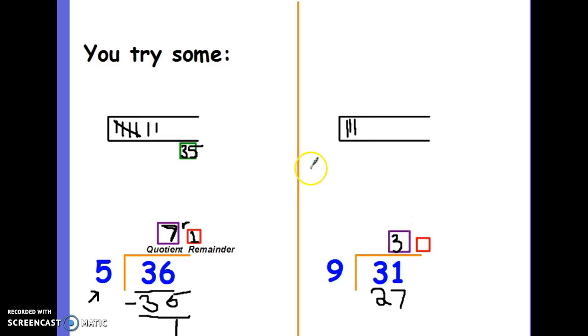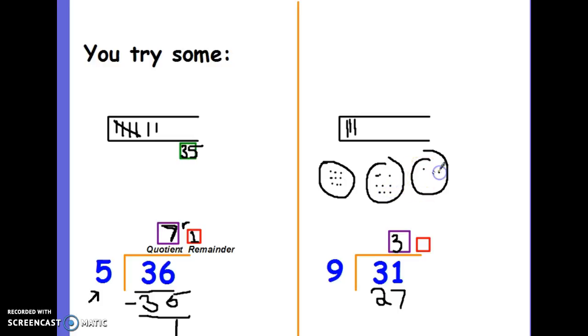There were 3 groups, and you can see if I put 3 groups and I placed 9 Skittles in each group, 1, 2, 3, 4, 5, 6, 7, 8, 9, and so on for each group, I would have 9 plus 9 plus 9, and that would get me 27, which is not 31, which is why I need to subtract and see how many are left over.